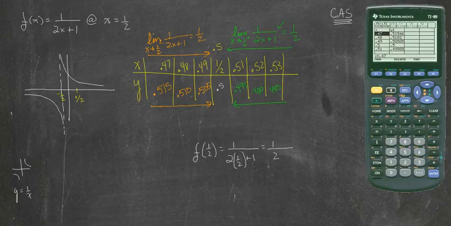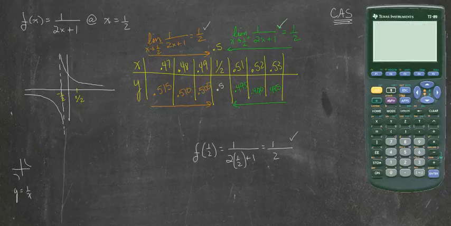Since the three-pronged test has been met, the function exists and equals 1/2 from the left, it exists and equals 1/2 from the right, and it exists and equals 1/2 at the function point, we know that this function is continuous at x equals 1/2.